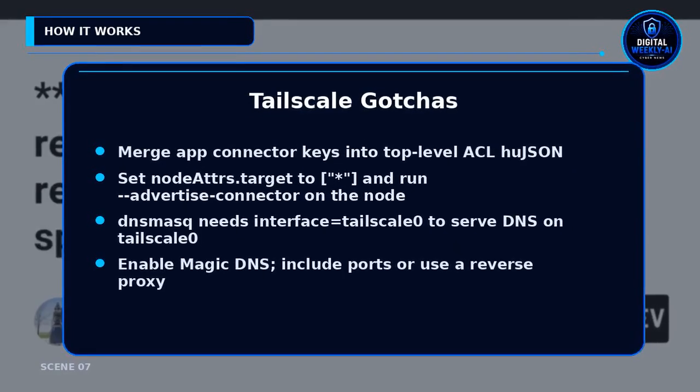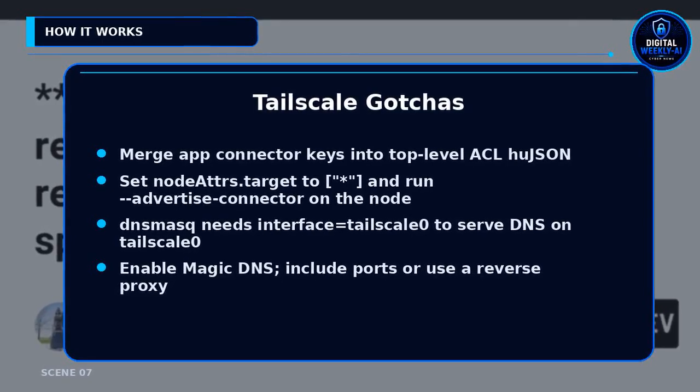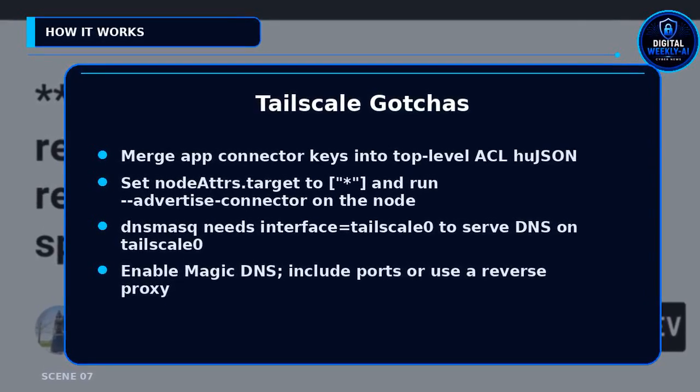For homelabs, Tailscale App Connectors replace memorized IPs with domain names. Run one LXC as subnet router, app connector, and local DNS. In the admin ACL HuJSON, merge the app connector keys at top level. Set node attributes target to star. The node must opt in with the CLI flag --advertise-connector. Use dnsmasq and add interface equals tailscale0. Enable MagicDNS and include explicit ports or use a reverse proxy.